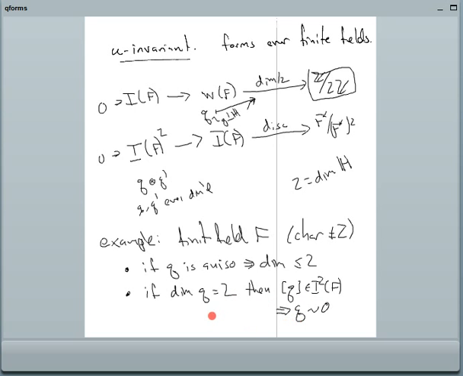So what this says, if you put this together, is that we have a complete criterion for understanding whether a form over a finite field is trivial in the Witt group. The answer is you first check its dimension. If the dimension is even, then you're in I of F. And if you're in I of F, then you apply the discriminant. If your discriminant is a square, then you're in I squared of F, but that means that you're 0. And you're done.